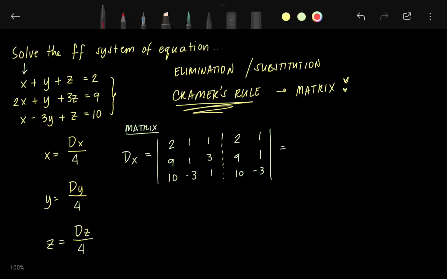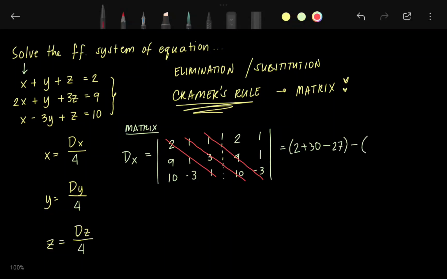So, all the downward diagonals: 2 times 1 times 1 is equal to 2. Then, plus 1 times 3 is 3 times 10, 30. Then, minus, because we see that 9 times 1 is just 9 times negative 3, 9, 18, 27. So, minus 27.